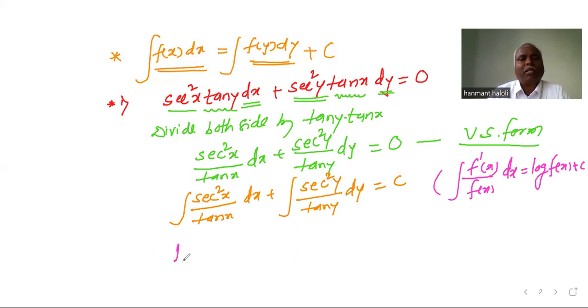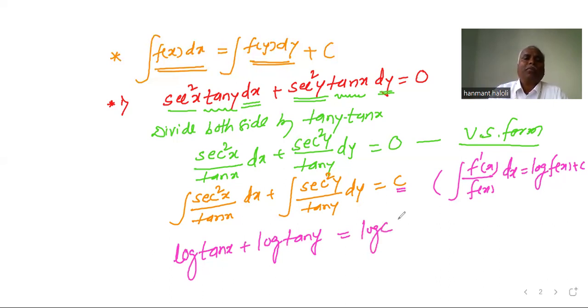Then the answer you get is log of tan x plus log of tan y is equal to a constant. Now I got the constant c, but by integrating you are getting log terms. Then you can take this constant also as log c. Then it's easy for the simplifications also. Without taking it you also get the same answer, but it is easier when you take log c on both sides.